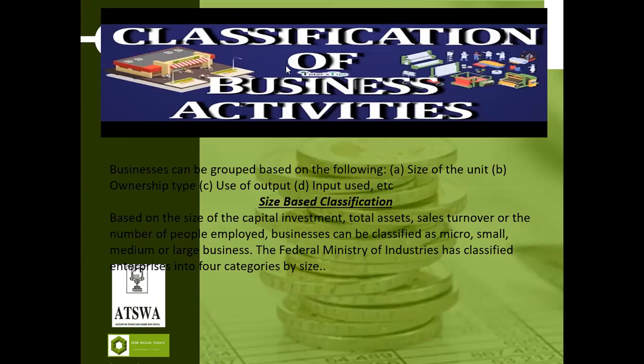One, we can group business based on their size. We can group business based on the ownership. We can group business based on their work, their outputs. And we can also group business based on the inputs that they use. Don't forget, these are the groupings of business: the size, the ownership, the output, the input. We can group business into 4: input, outputs, ownership, and size.